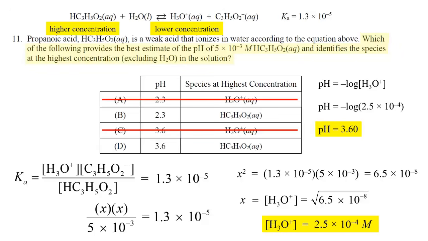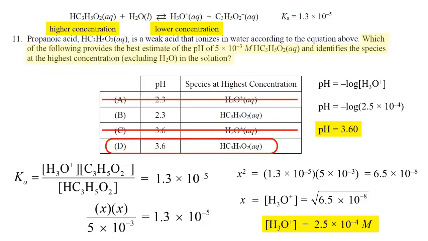So the correct answer to question 11 is that this solution has a pH of 3.6, and the molecular acid on the left side of the equation, the HC3H5O2 molecule, would have a higher concentration than the hydronium ion. So the correct answer to number 11 is choice D.